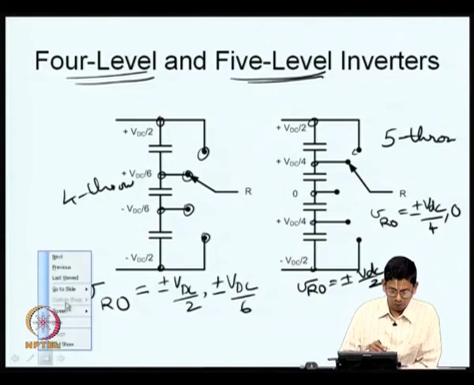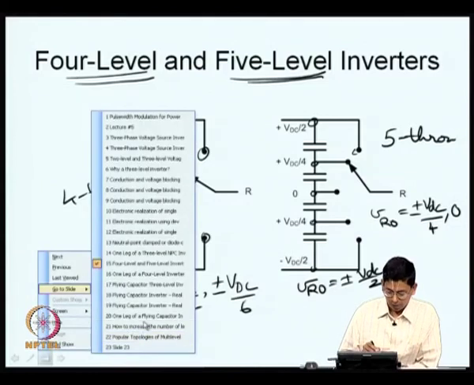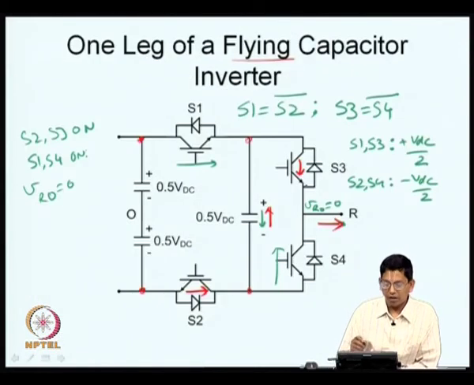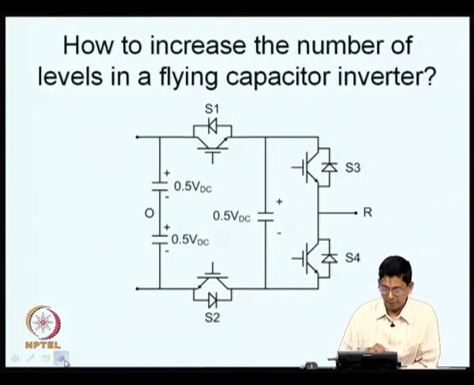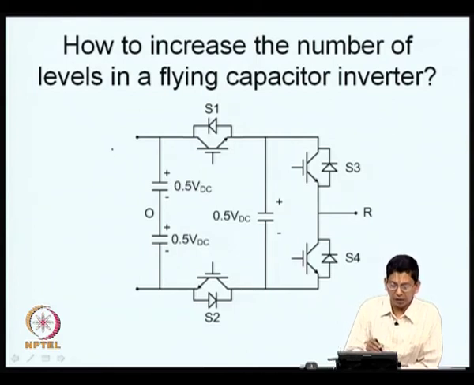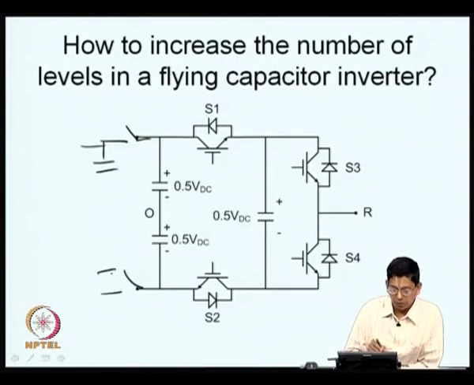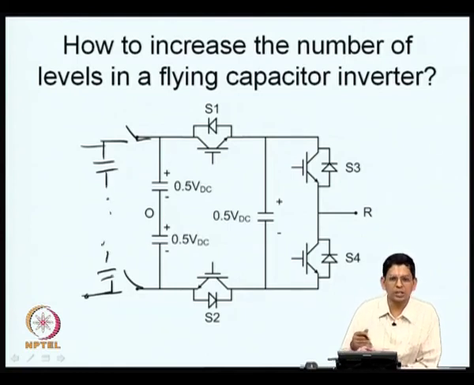Now, let us quickly go towards the end. This is one leg of a flying capacitor converter that we had. If you want to increase the number of levels, how do you do that? I just leave that to you. As an exercise, what you basically need is more switches and more stages of capacitors. How many stages, how many switches, etc., I would leave to you. So, it is possible to once again come up with a 3 level, 4 level, 5 level, etc.